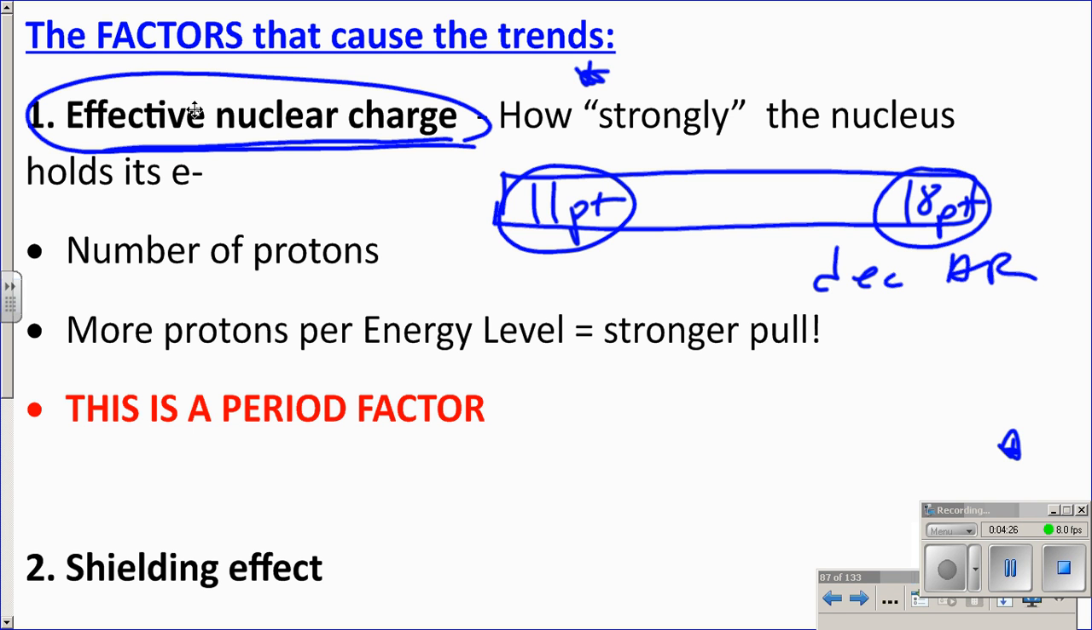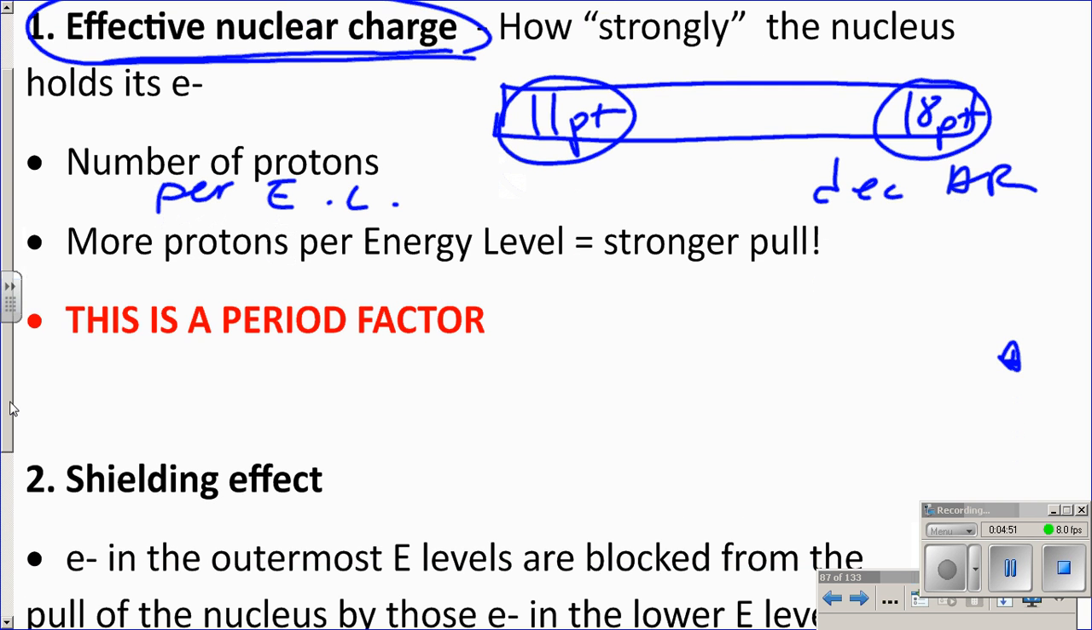But basically, we're looking at number of protons per energy level. So you don't get to compare different energy levels with this factor. If you're ever comparing across a period, you always want to say the effective nuclear charge is stronger, or the effective nuclear charge is weaker. That's basically how you can explain things based on the effective nuclear charge of the proton number being different across a period. It's very specific. So if I wanted, can I scroll down?